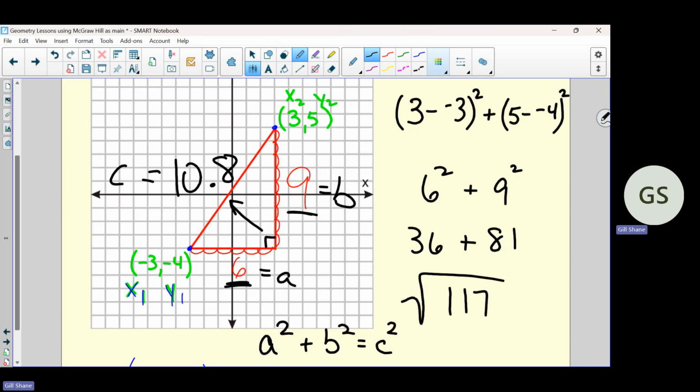Right triangle. This side was 6, we counted it. This side was 9, we counted it. So in a right triangle, a squared plus b squared is c squared. I could have gone straight to this if I understood that it was a right triangle.